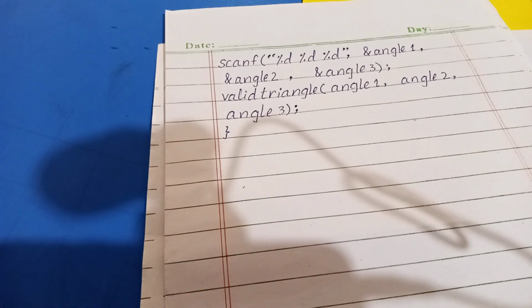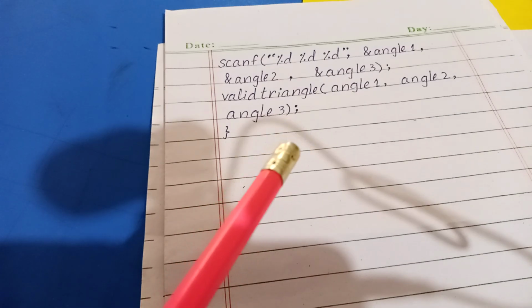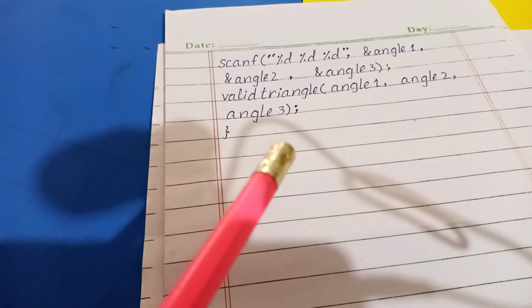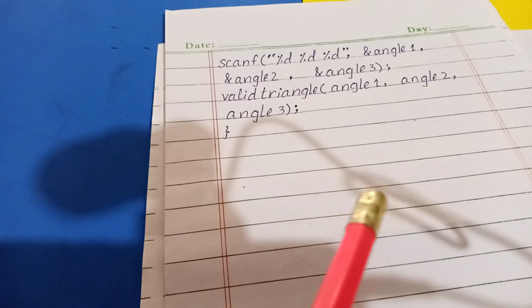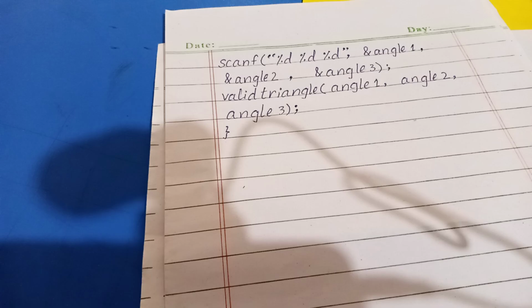A semicolon must be used at the end of each statement. Then validtriangle, opening parentheses, angle1, angle2 and angle3, close the parentheses and use the semicolon, and we are using the closing curly brace. So class, this is the solution of exercise 4.